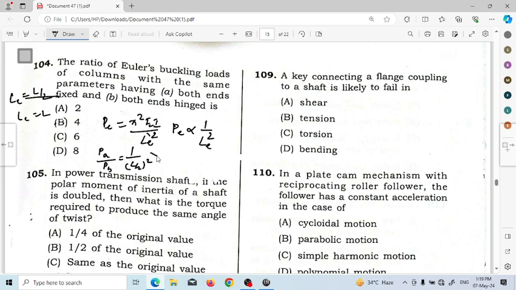So first case divided by second case, PA divided by PB will be 1 by (L by 2) square, over 1 by L square. So L square cancels, 2 square goes to the numerator. So PA by PB will be 4. So option B is the correct answer.